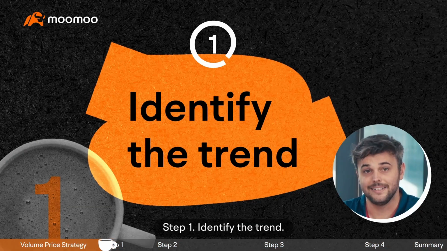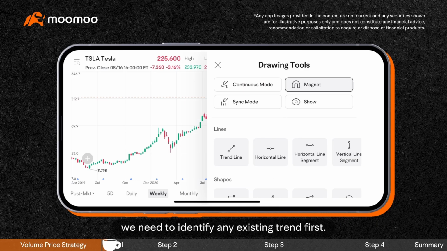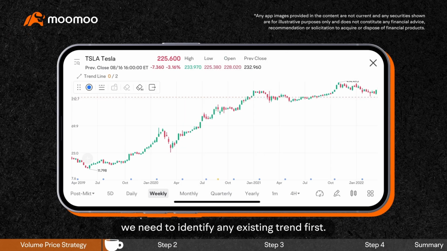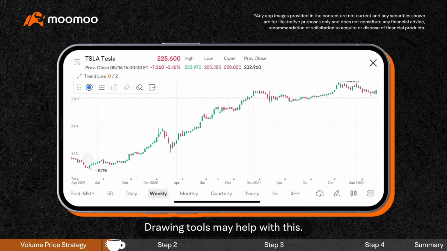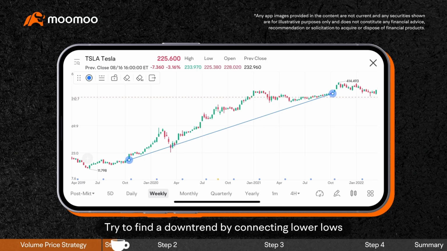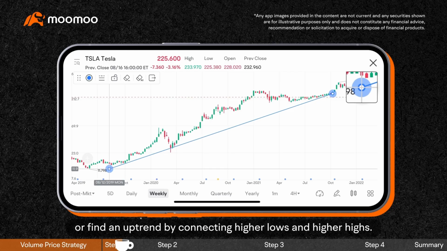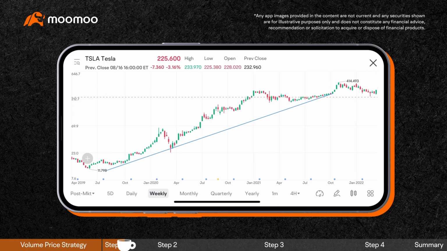Step 1. Identify the trend. To recognize momentum, we need to identify any existing trend first. Drawing tools may help with this. Try to find a downtrend by connecting the lower lows and the lower highs, or find an uptrend by connecting the higher lows and the higher highs.